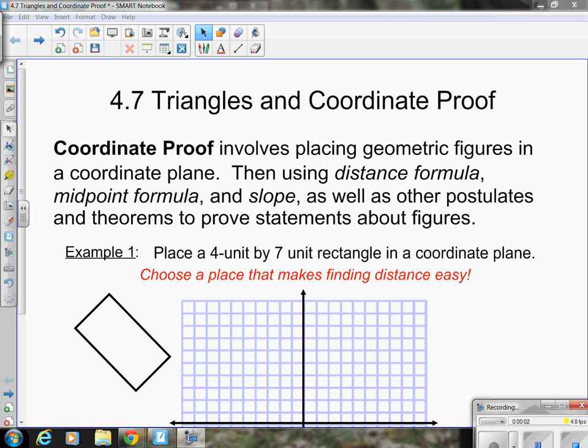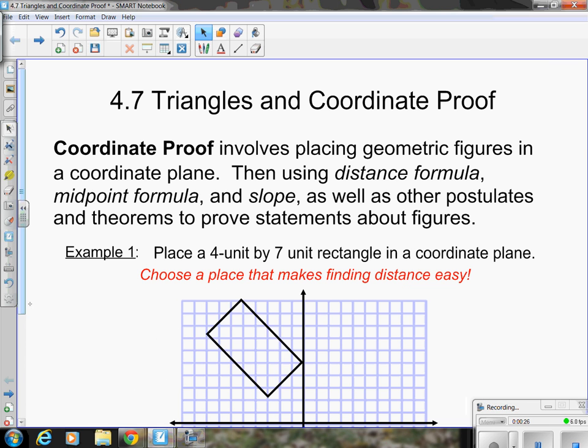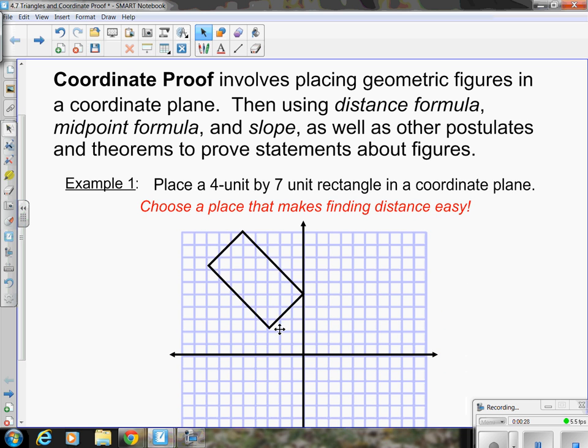All right, 4.7, triangles in the coordinate plane. What we're going to be doing is coordinate proofs today, where we take an object that might not necessarily have a dimension. In our last example today, we're going to keep the lengths unknown, but we'll place the object into a coordinate plane, and we can show things with the distance formula, the slope formulas, and midpoint formulas. We can find lengths in general and prove things.